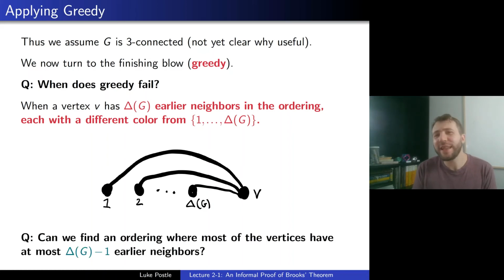So the question is, can we avoid this, right? Can we find an ordering where most of the vertices have at most delta of G minus 1 earlier neighbors? That would seem useful, right? We need to have actually delta earlier neighbors to end up in this problem of failing. So if we could avoid that, at least for most vertices, then that would be useful. Of course, we can't do it for all, because how else could you then be able to color the clique greedily? So it has to fail, but maybe it only has to fail at one vertex. So think about it.